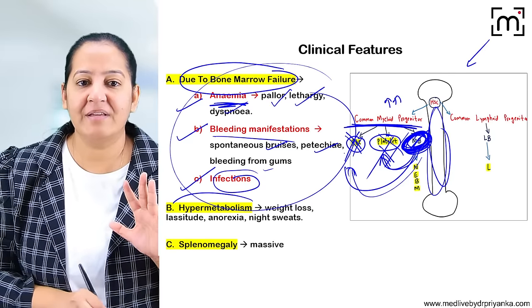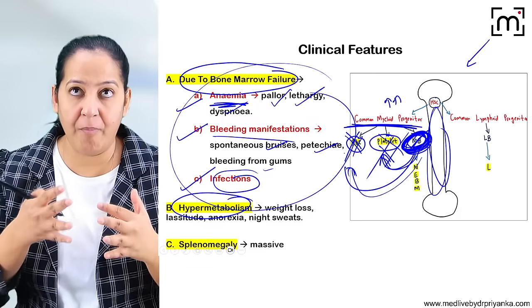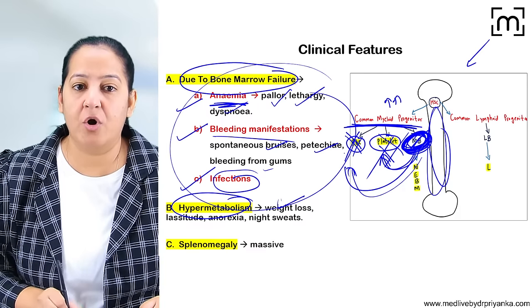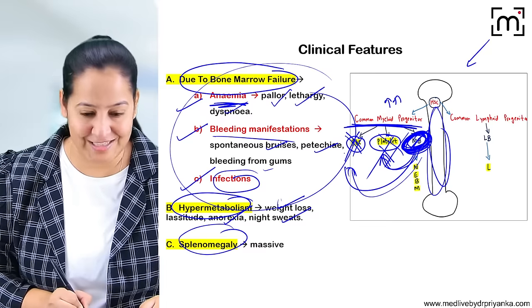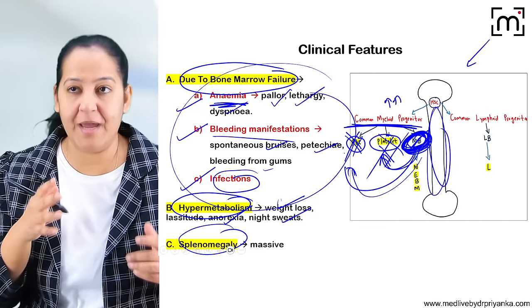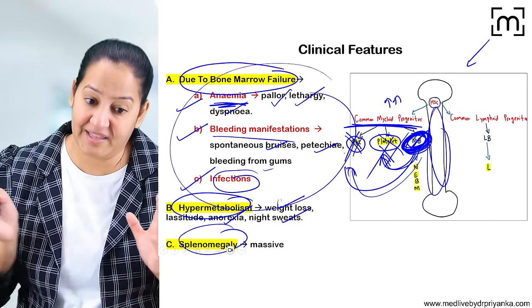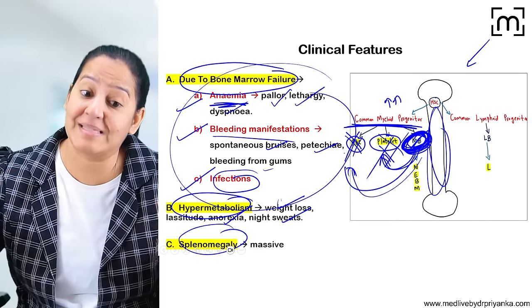Apart from that, there is hypermetabolism. The cells are formed more, and they will also die more. So there is weight loss, night sweats, anorexia, and splenomegaly is massive. The immature cells which are there in the marrow are spilled into the blood, they go to the spleen and are trapped in the spleen. So the patient presents with massive splenomegaly.